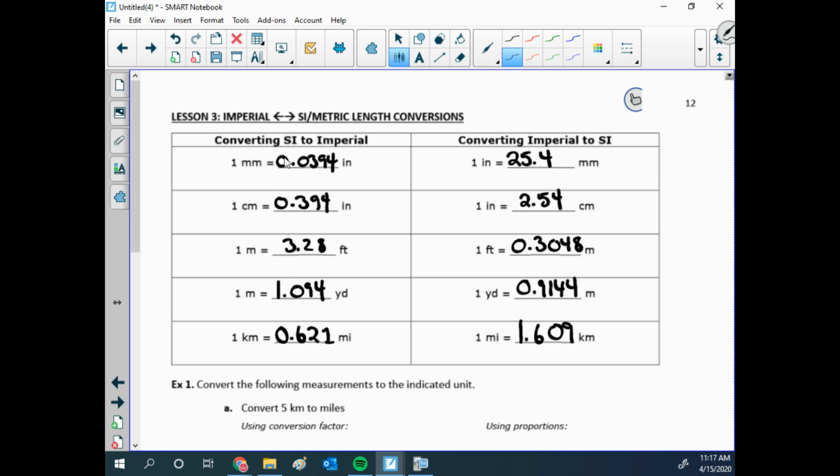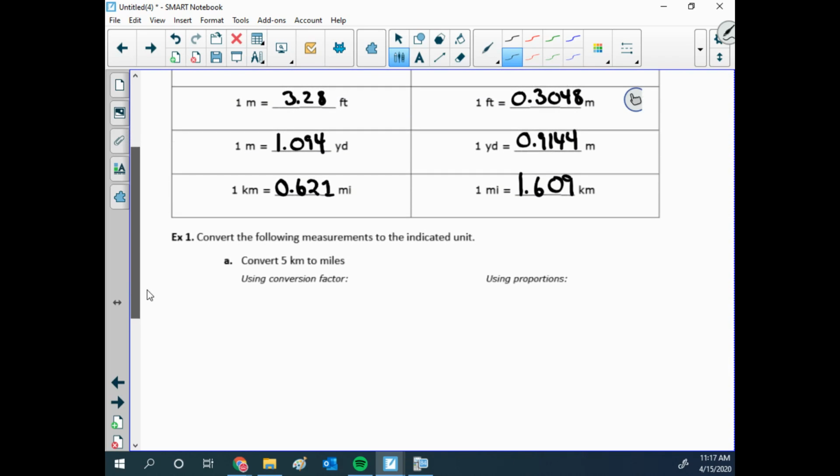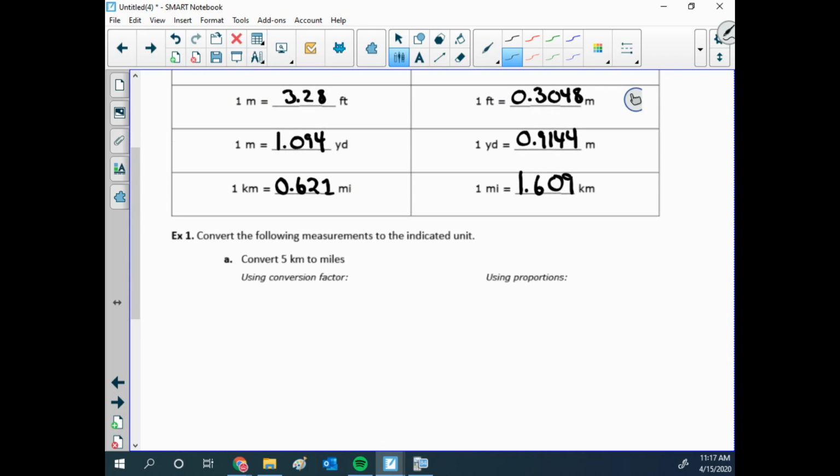You don't have to memorize any of those. Those are given on that formula sheet that I would print off, and you can use that for your quizzes and your review and your test for this unit. All right, so here are some questions. It says, convert the following measurements to the indicated units. There are two different strategies they're asking me to use here. One is using a conversion factor, and the other is using proportions. So I'll do this first.